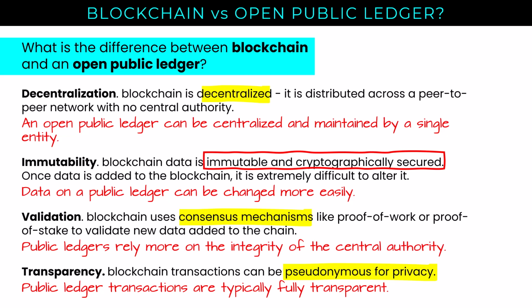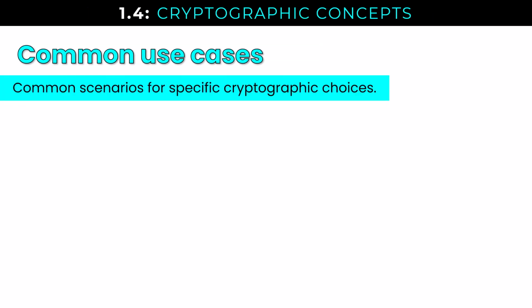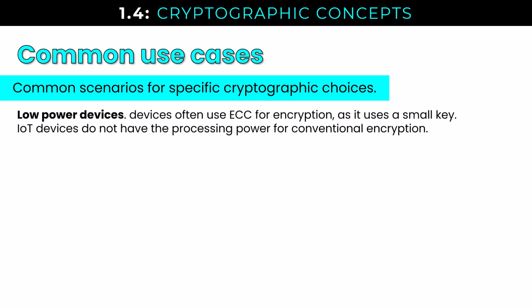Since Section 1.4 is focused on appropriate cryptographic solutions, I have a bit of a bonus section at the end here for you, and I'm going to take you through some common use cases and limitations that will give you context for applying these technologies on the exam. So let's talk through a few common scenarios for specific cryptographic choices. Low-power devices, for example. These devices often use ECC, elliptic curve cryptography, for encryption, as it uses a small key.